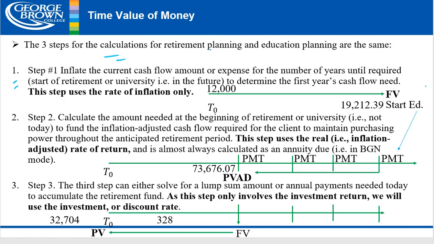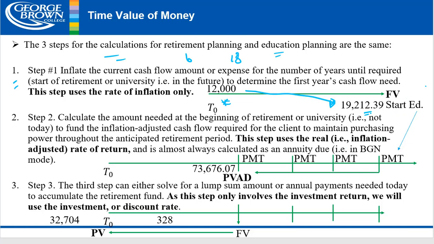The 3 steps for the retirement or education planning are basically the same. Step number 1, we know that education costs $12,000 today. Child is 6 years old. They're going to go to university when they're 18. So the first step, we want to know that $12,000 today is going to be $19,212 12 years from now.